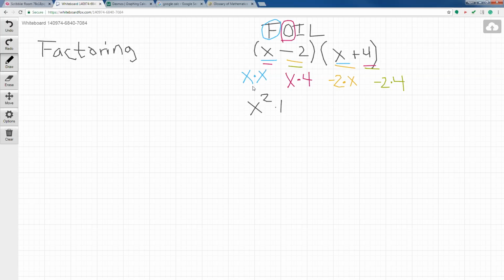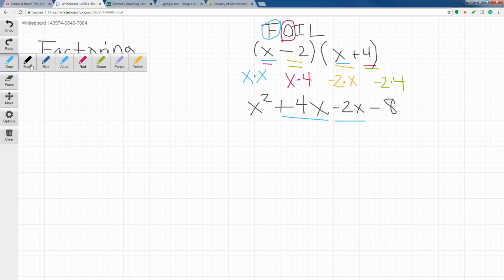4 times X is 4X. -2 times X is -2X. And -2 times 4 is -8. So then there's one more step on these FOIL problems, which is to combine like terms. The 4x and the 2x only have x's, so they can combine together. 4 minus 2 is a 2.